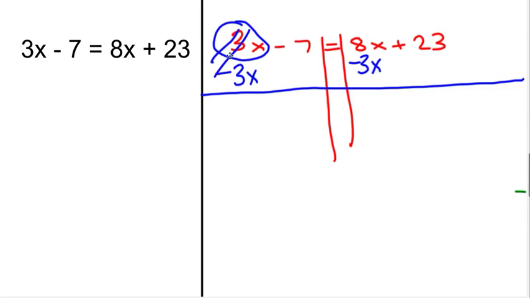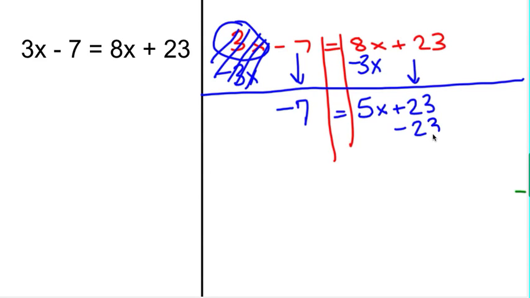3x minus 3x will cancel out. I'll drop this down. Just make sure you note that that negative sign comes with it. 8x's minus 3x's, well, 8 minus 3 is 5, so that tells me I have 5x's left over here, and this positive 23 is just going to drop down. I'm going to subtract the 23 from both sides. Again, that's like the geeky friend I talked about. I need to get rid of them.